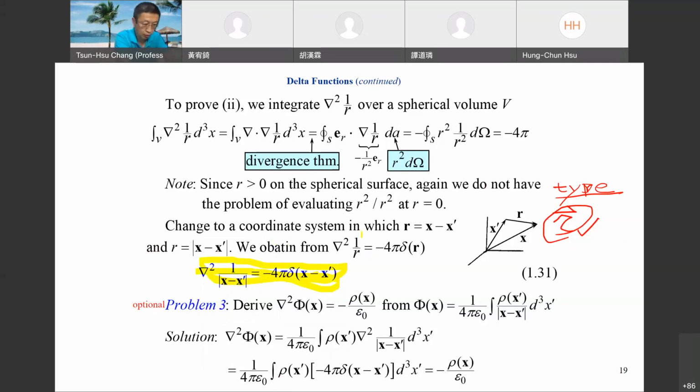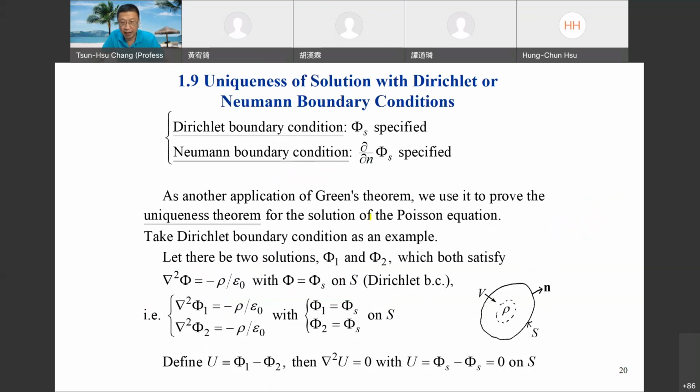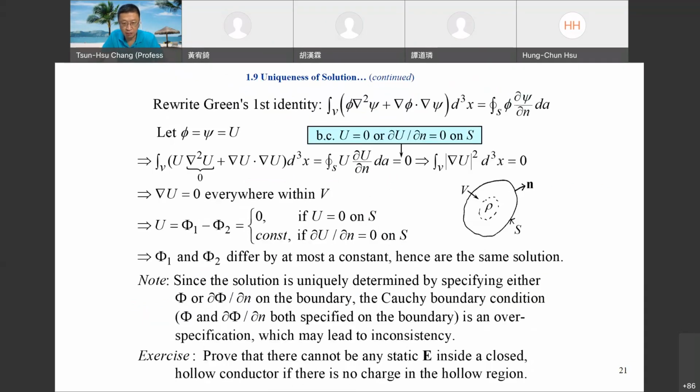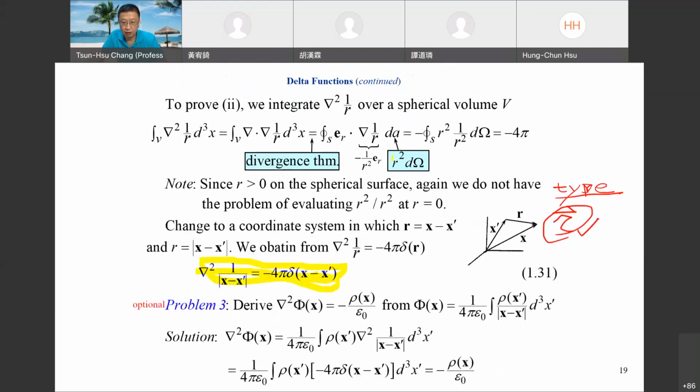Oh, the time is up. We are running out of time. I wish to introduce another application of the Green's theorem, that's the uniqueness theorem. Next time. So I will stop here. You are welcome to ask any questions.